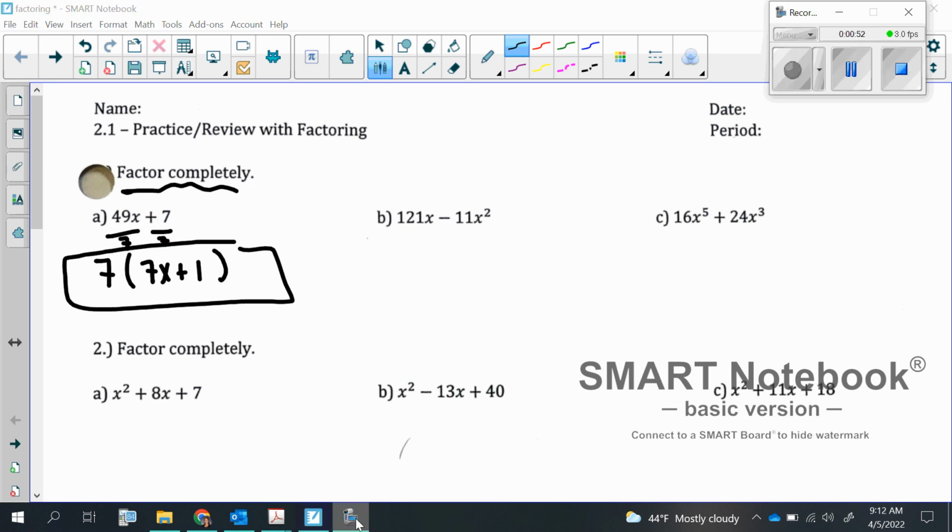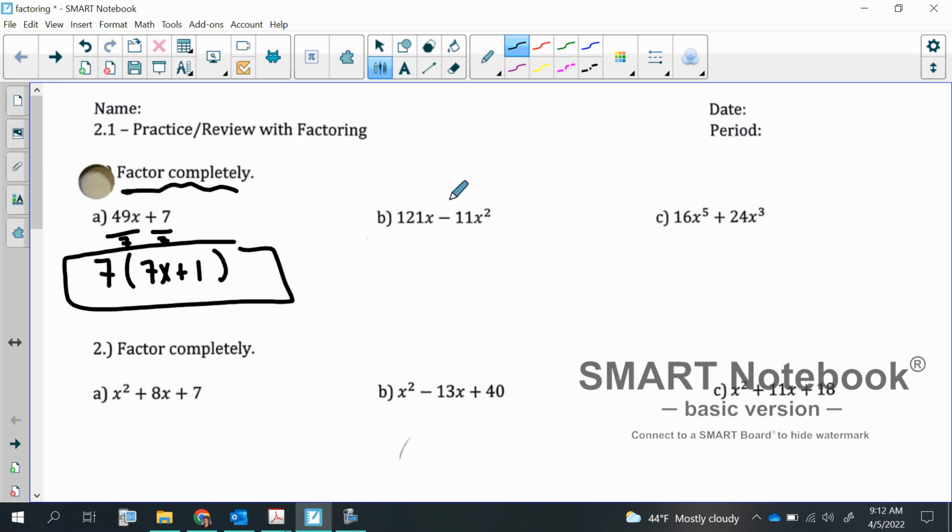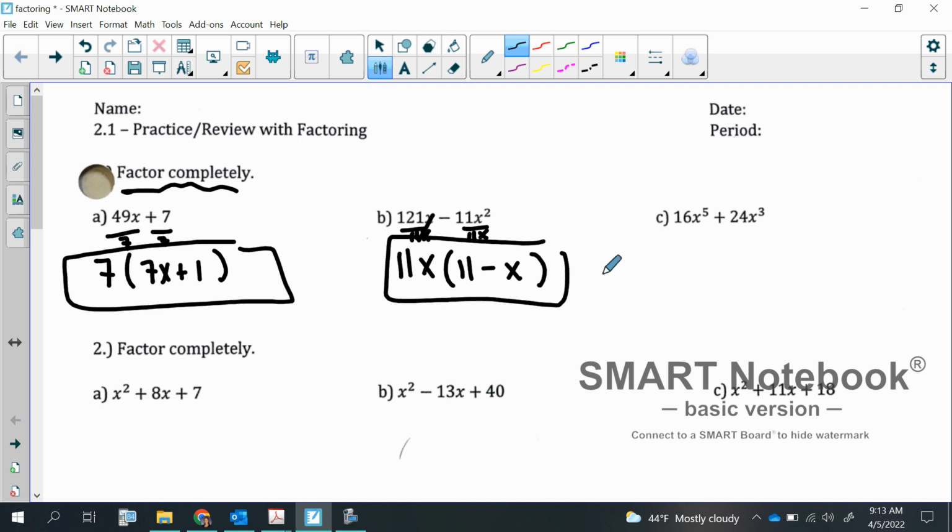Okay? So from here, we could do the same thing with 121x minus 11x squared. So 11 goes into both of these. We want the greatest common factor. And then we have x and x squared. We can take out an x. To figure out what you're left with, you can divide by whatever you factor out. So 121 over 11 is 11. x over x goes away. 11 over 11 goes away, we have the minus. x squared over x just becomes x. And we can distribute the 11x back in to get our answer.